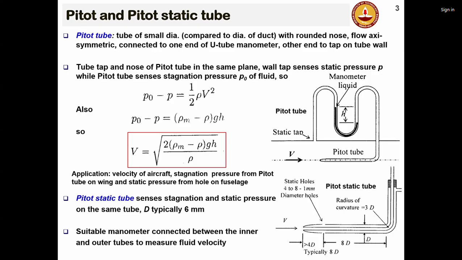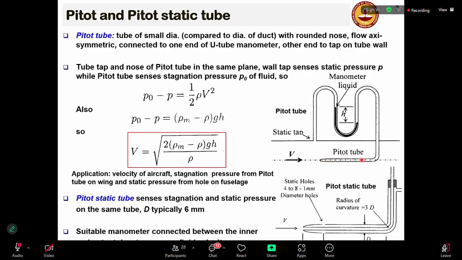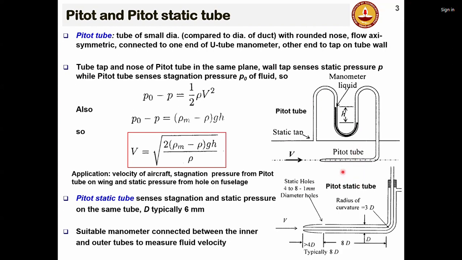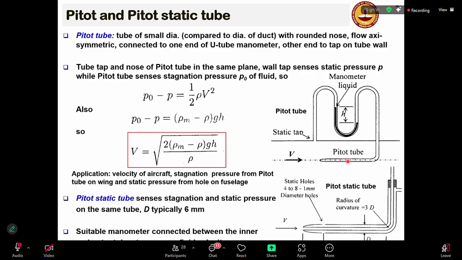So first of all, what is a pitot tube? Pitot tube is shown here. This is typically a tube of small diameter. The diameter of this tube is small compared to the tube or the duct in which we are trying to measure the flow rate, so that the insertion of the pitot tube doesn't appreciably modify the original flow field inside the duct or the tube. So it sort of becomes still a non-intrusive method as much as possible.